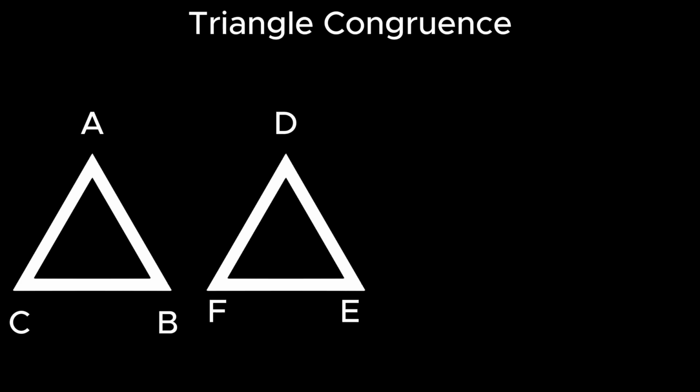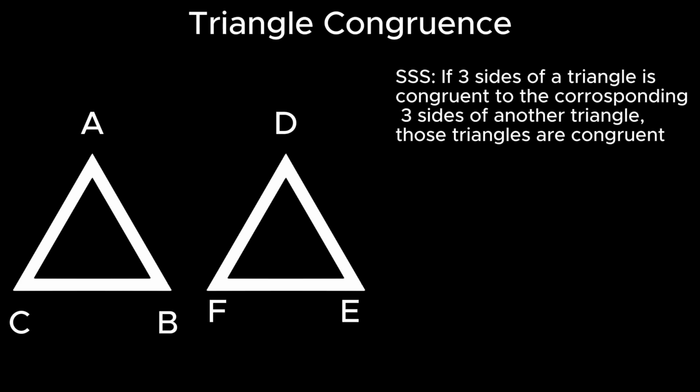The first way we can tell if two triangles are congruent is something called the SSS property. So, if three sides of a triangle are congruent to the corresponding three sides of another triangle, those triangles are congruent. So let's say AC is 8, CB is 5, AB is 6. If DF is 8, FE is 5, and DE is 6, then those triangles are congruent.